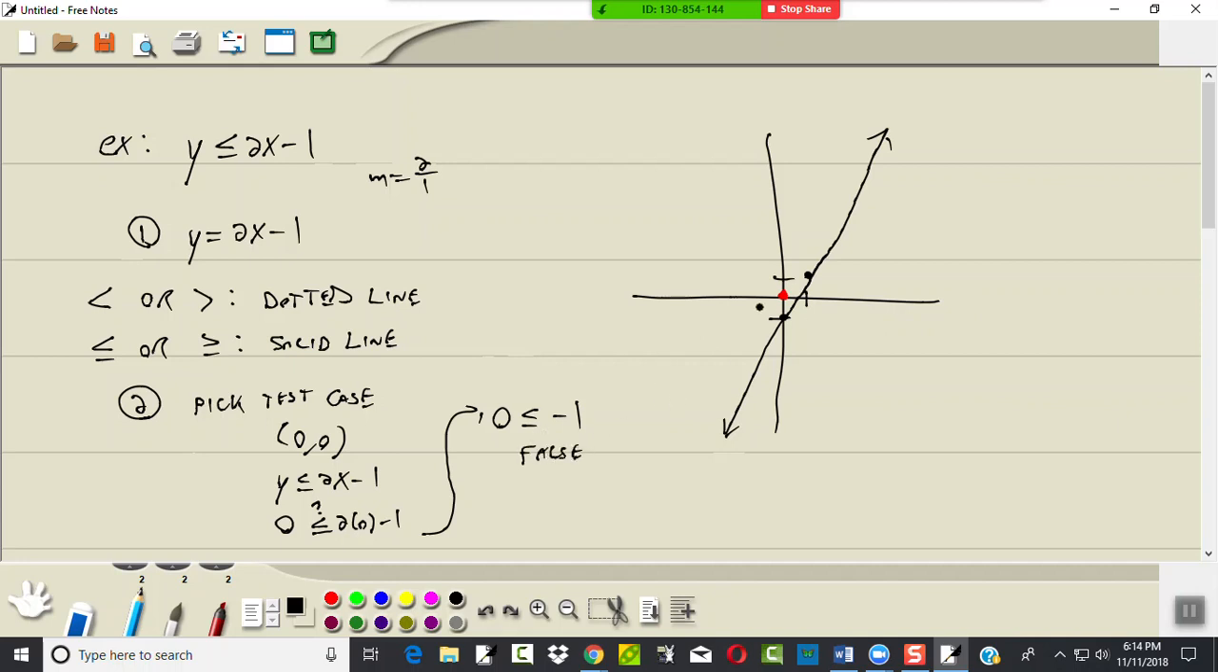Now if it's true, I shade the side where the point is. If it's false, I shade the other side. Since this was false, I shade the other side. Now if I'd come up with something that was true here, I would have shaded this side where the point fell. But that's how you graph linear inequalities in two variables.